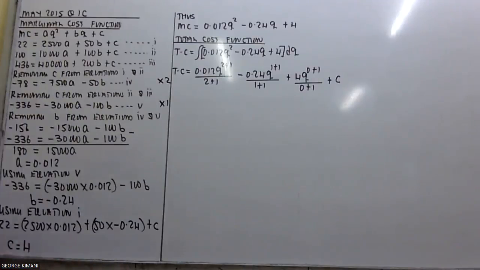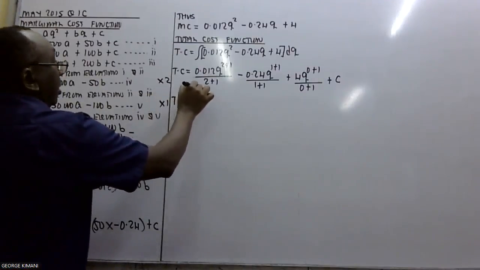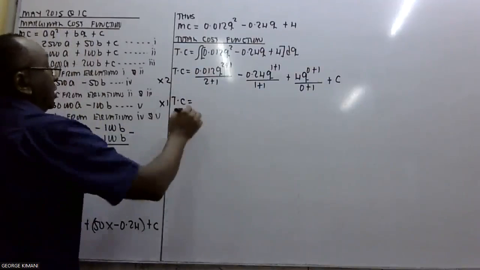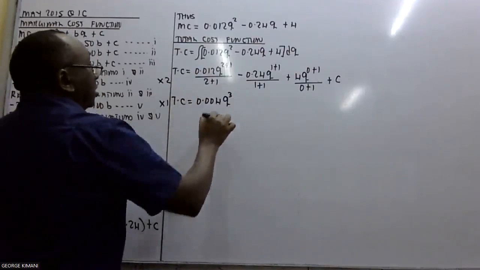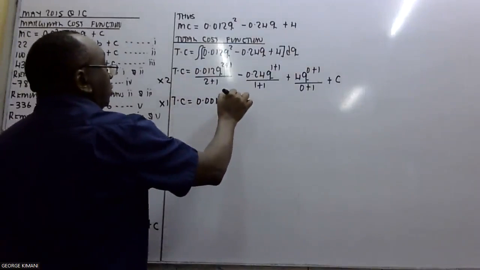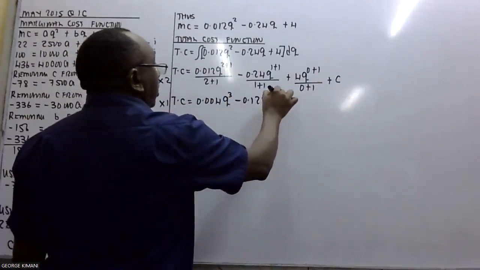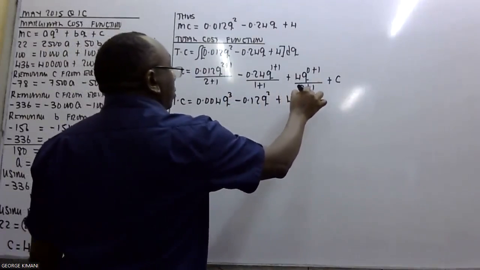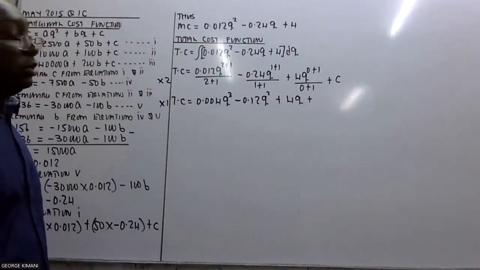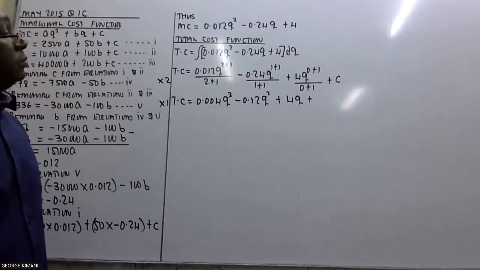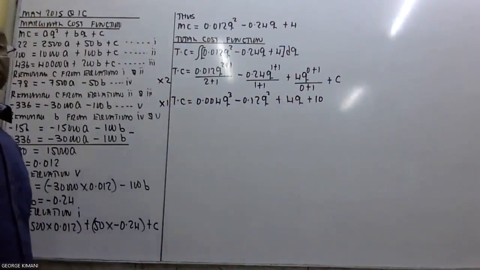And this proceeds to become, this one, when you divide by 3, you get 0.004 Q cubed. This one you divide by 2, you get minus 0.12 Q squared plus 4Q plus C. C, we are told the fixed cost is how much? 10. So you add 10.